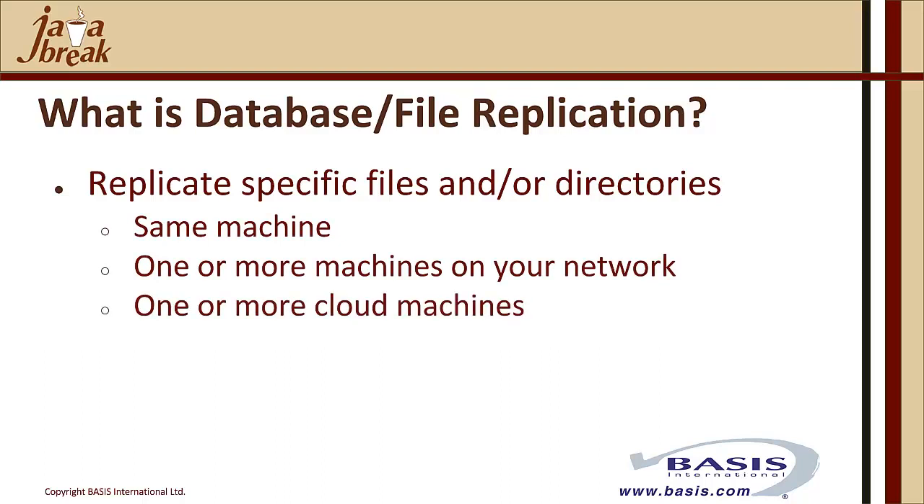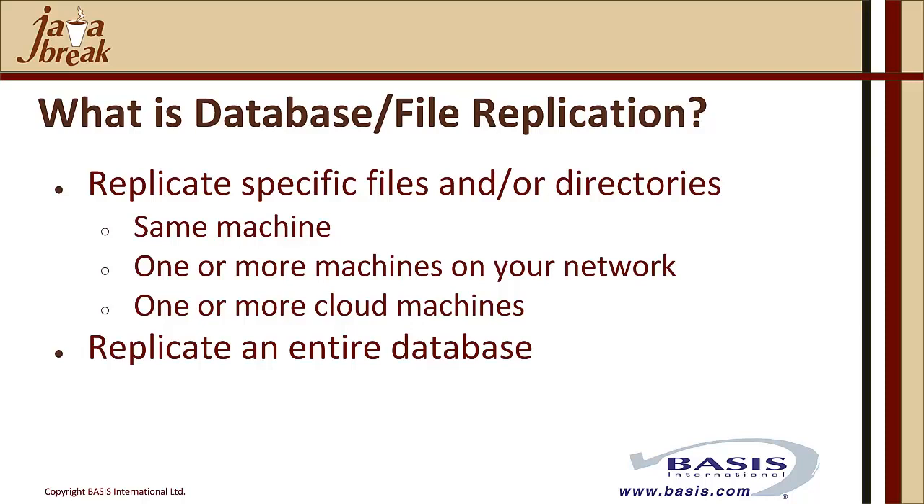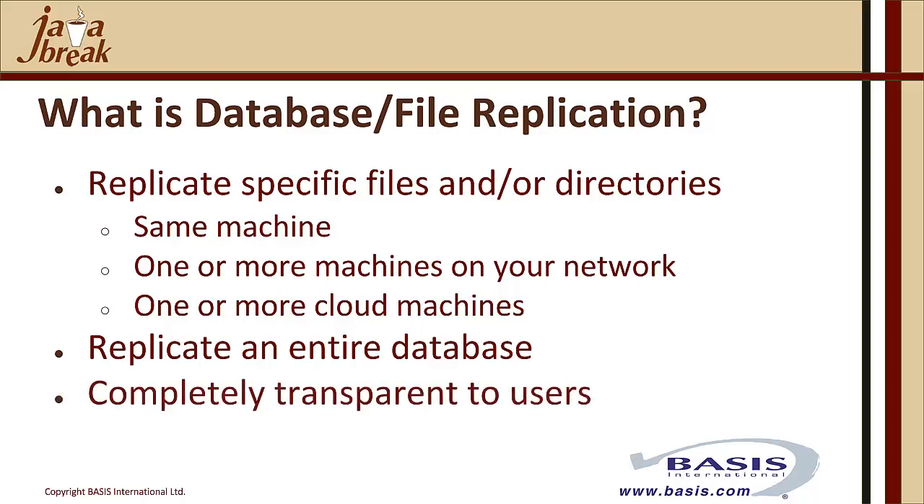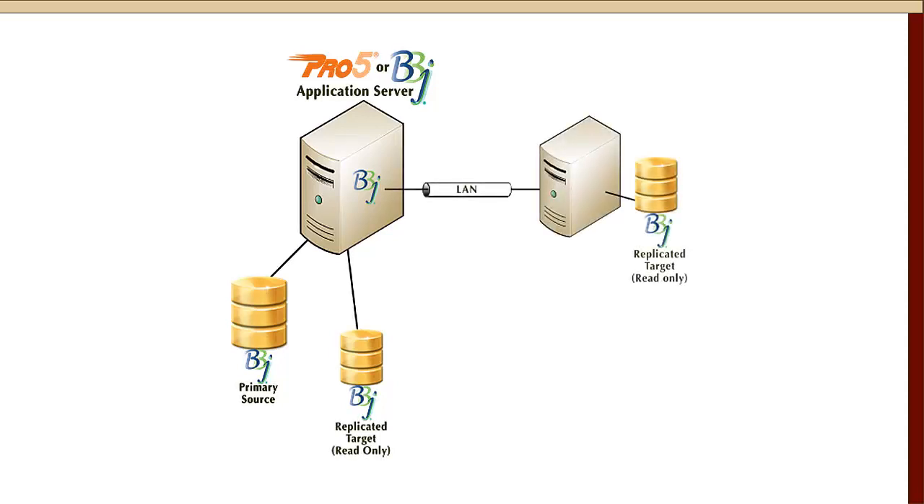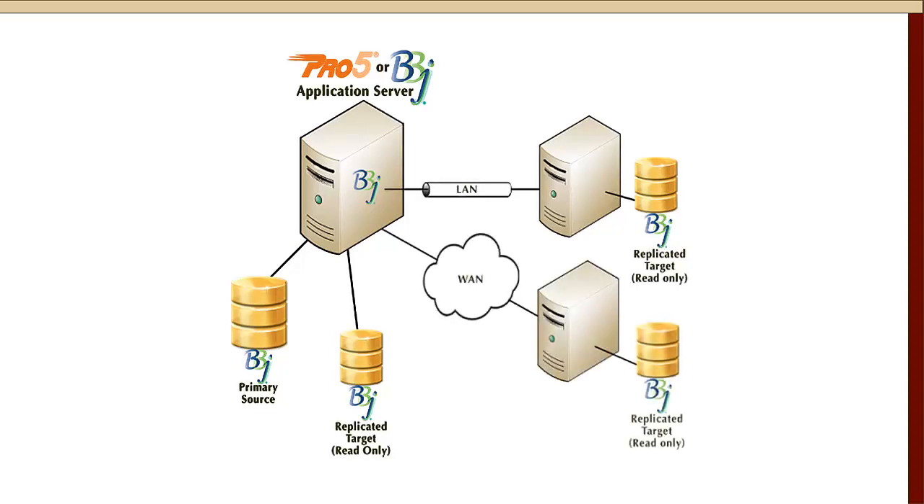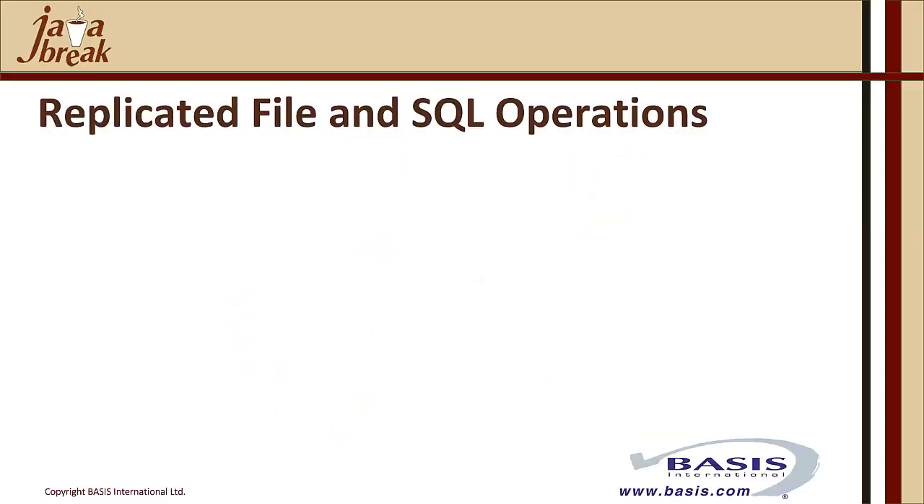We can replicate to one or more cloud machines. And we can replicate an entire database, all completely transparent to the users. So imagine here we are with your Pro 5 or BBJ application server with a BBJ primary data source. We can replicate to another drive on the same server or another space on the same drive. We can replicate across a local area network to another machine, and we can replicate across a wide area network, and we can have multiple replication jobs running simultaneously.